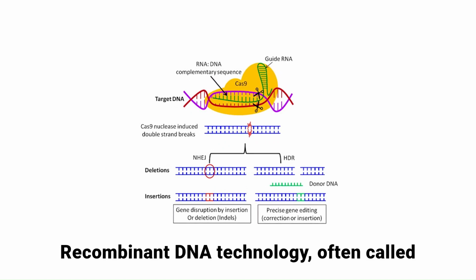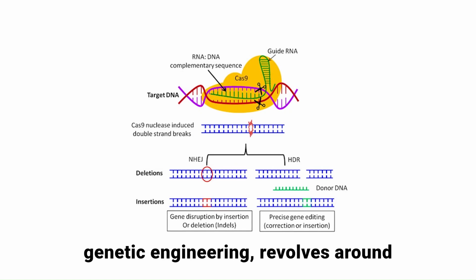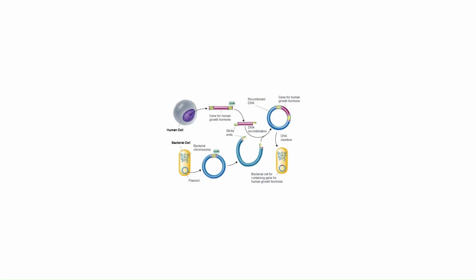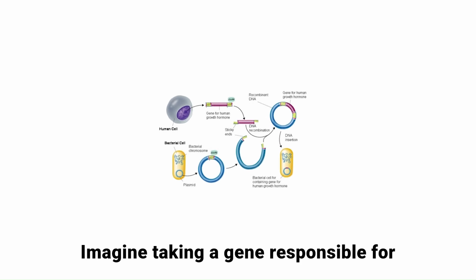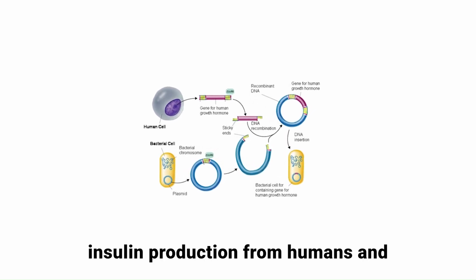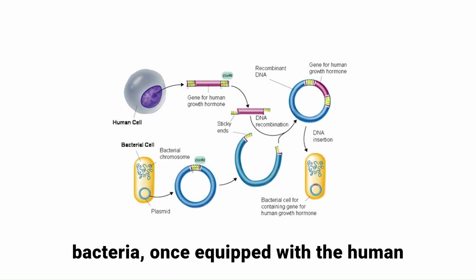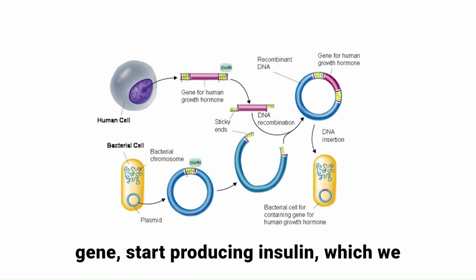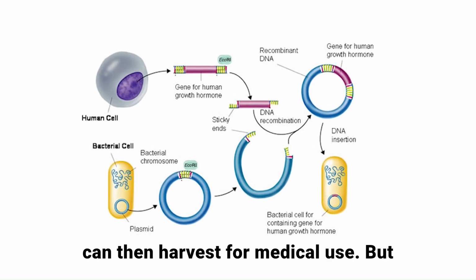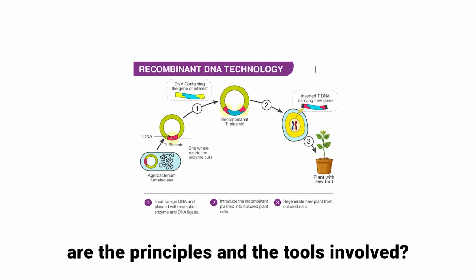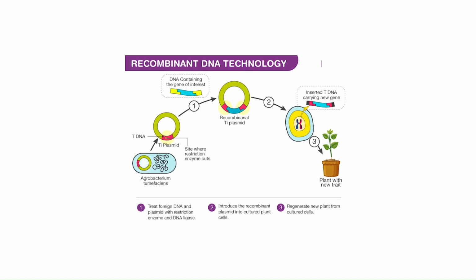Recombinant DNA technology, often called genetic engineering, revolves around combining DNA from two different sources. Imagine taking a gene responsible for insulin production from humans and inserting it into bacteria. These bacteria, once equipped with the human gene, start producing insulin, which we can then harvest for medical use. But how exactly do we do this? What are the principles and the tools involved?